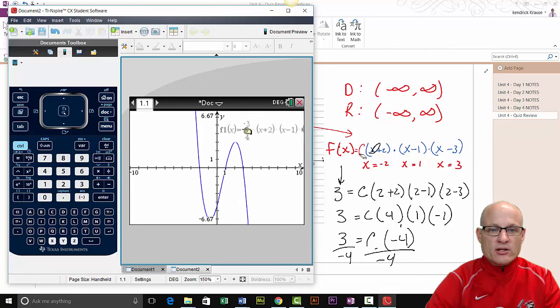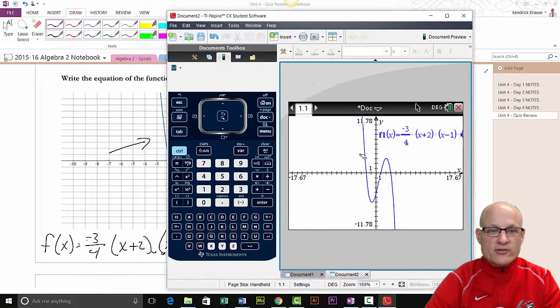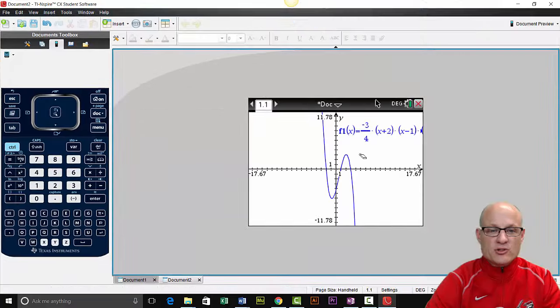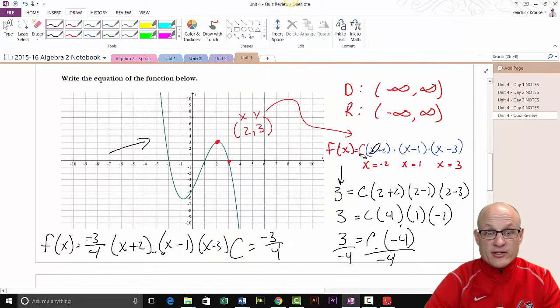And lo and behold, it looks like I got almost exactly what I need here, right? Look, it looks almost exactly like this graph, right? Looks pretty good. It's a little spread out, but that's okay. So we're in good shape. That's it. That's how you do it, kids.